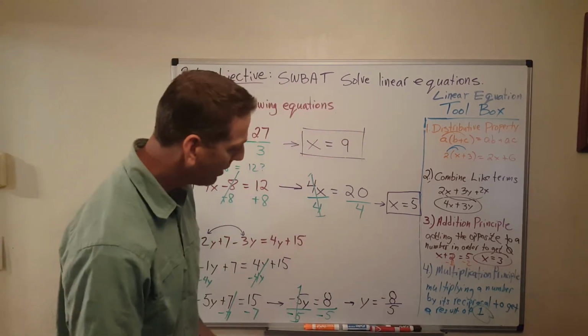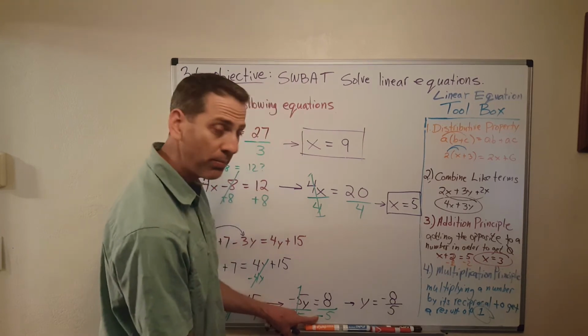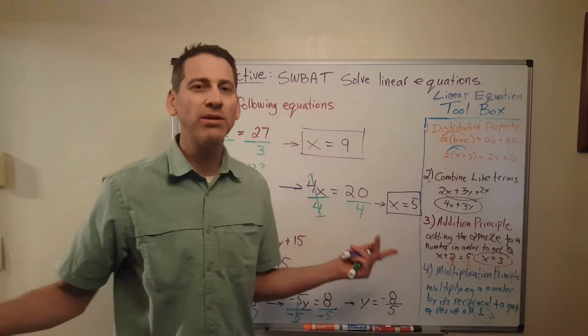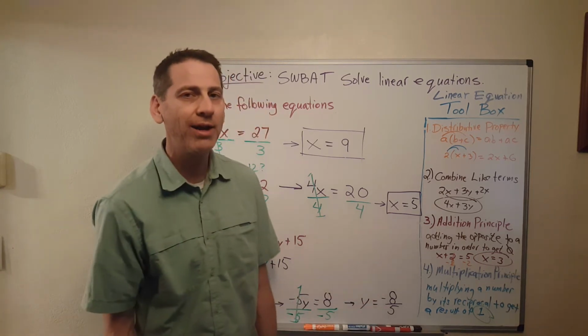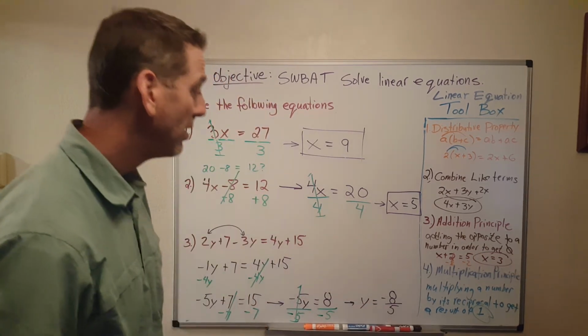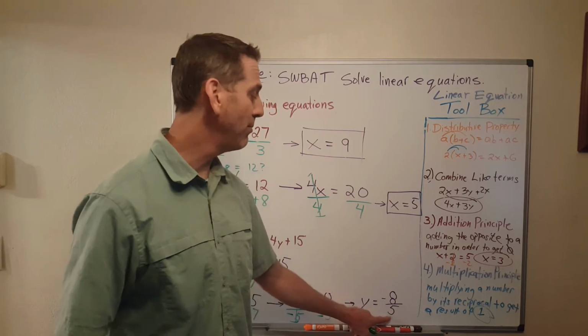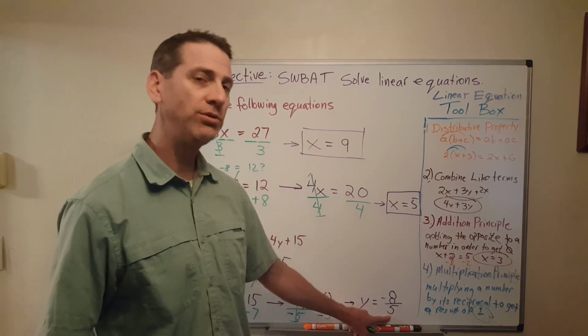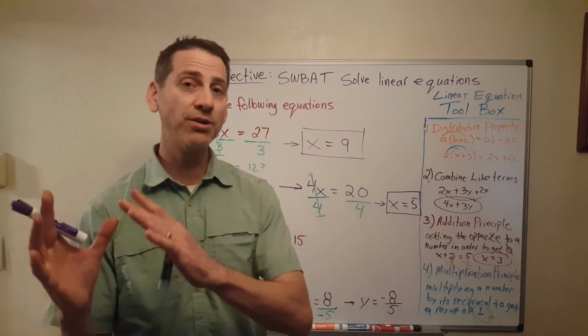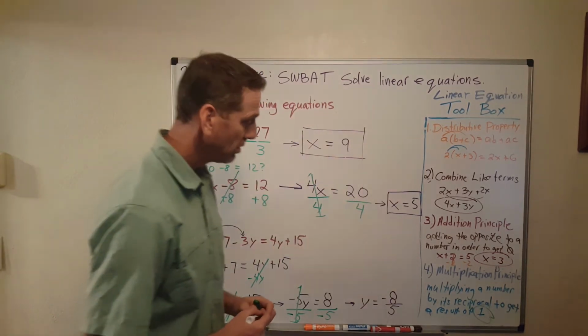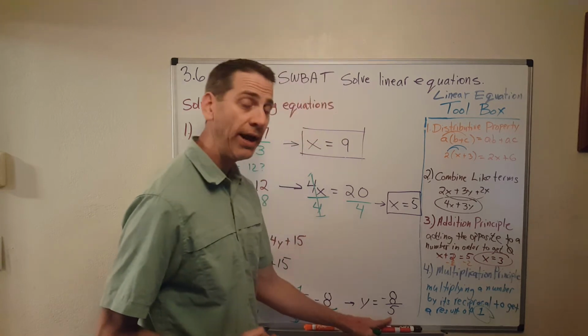Negative 8 fifths. By the way, you'll see that I moved the negative sign from the bottom to the top. It doesn't really matter. You could have negative 8 over 5 or you could have 8 over negative 5. It's the same thing. Now let's say they wanted you to show this as a mixed number. How would you change that to a mixed number? A mixed number is an integer with a fraction. Well, it's real simple. You just divide.